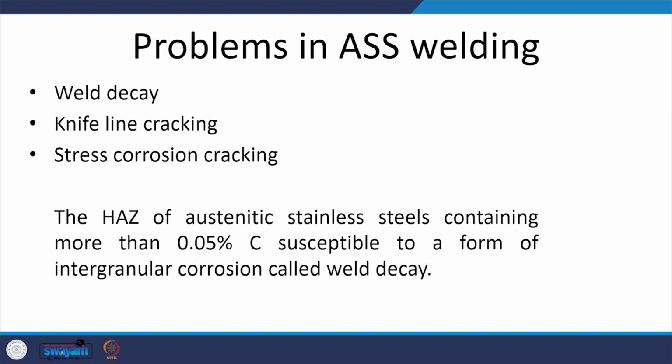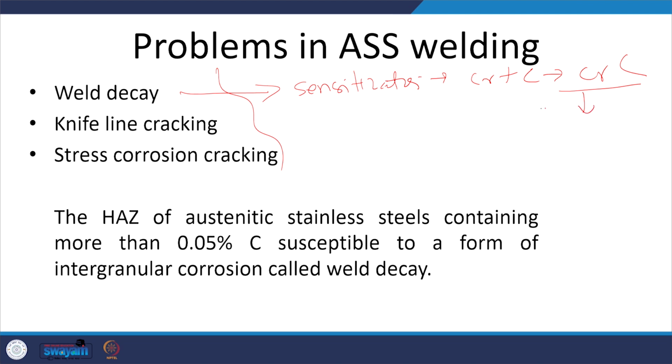If we talk of stainless steels having a higher nickel equivalent and a reasonably good chromium equivalent, then three kinds of problems are commonly encountered. One is weld decay. This occurs due to the sensitization phenomenon, during which chromium interacts with the carbon to form chromium carbide, leading to the formation of chromium depleted zones.